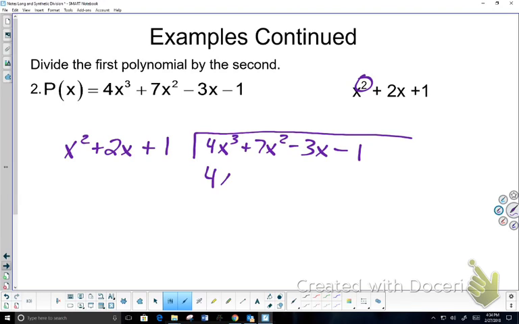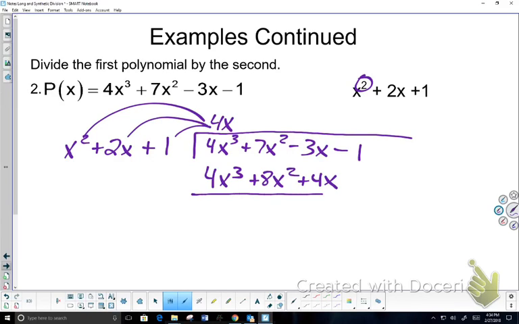Once again, I'm going to start off by writing the first term, 4x cubed. So then it's what times x squared is 4x cubed? That would be 4x. 4x times x squared is 4x cubed. 4x times 2x is 8x squared. And 4x times 1 is 4x. Draw the line. Change the sign. 4x cubed minus 4x cubed is 0. 7x squared minus 8x squared is negative x squared. Negative 3 minus 4 is negative 7x, and then bring down your negative 1.